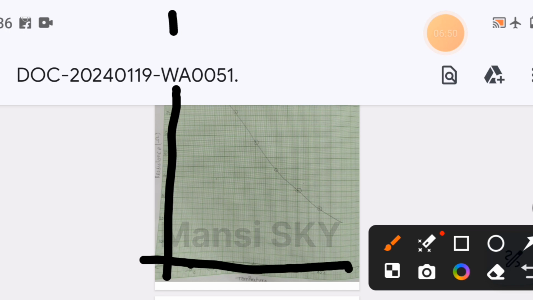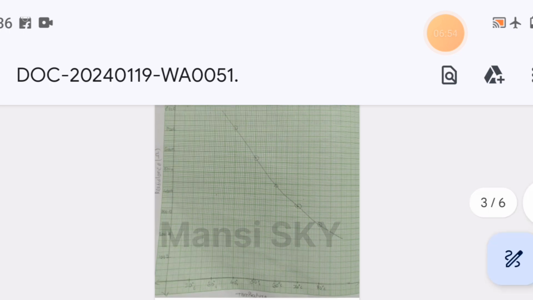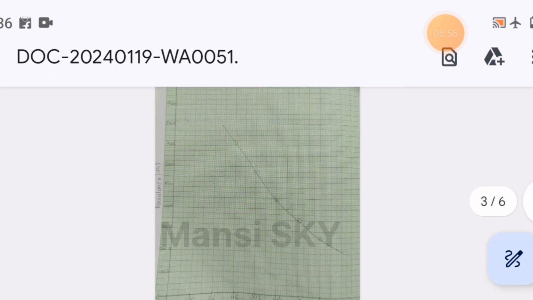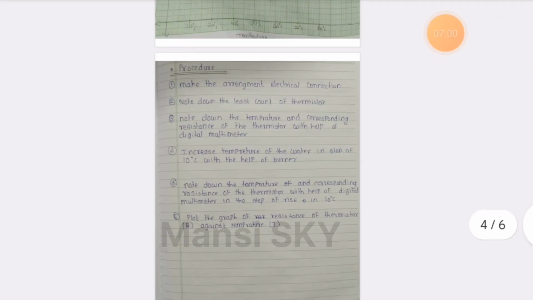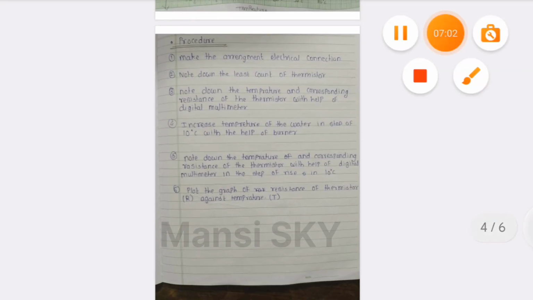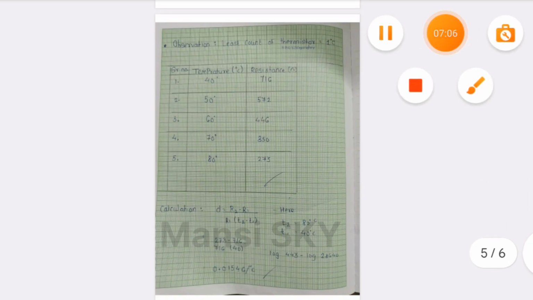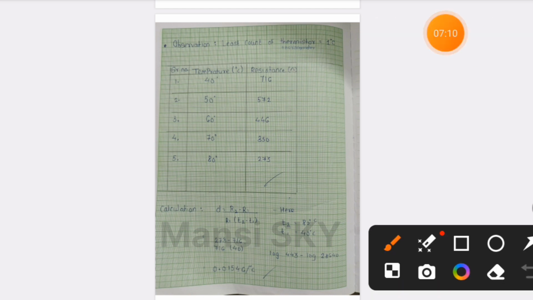Okay, then you have to plot the temperature on the x-axis and resistance on the y-axis, and then you have to plot the graph. Okay, this is the procedure. You can read the procedure from this page, so I don't think I have to explain this. Then a very important thing, which is observation. What observation do we get from this experiment?